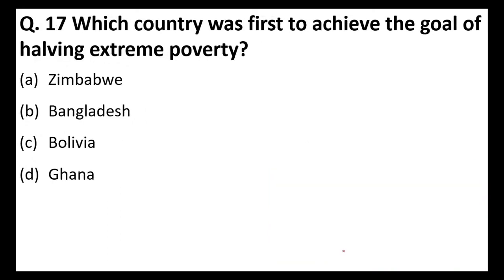Which country was first to achieve the goal of halving extreme poverty? So the country that had extreme poverty, and which country was able to halve it? Zimbabwe, Bangladesh, Bolivia, or Ghana? The correct answer is D, Ghana. It is in West Africa. Small country in West Africa.